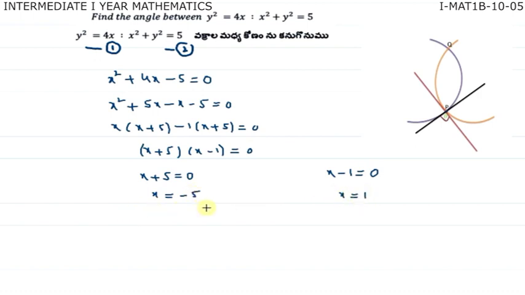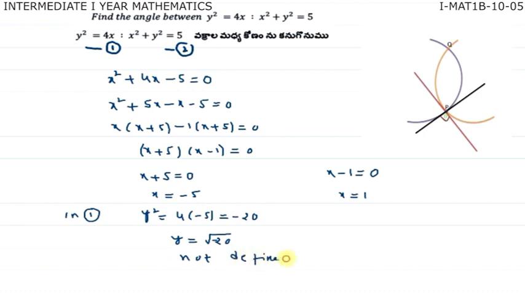So substitute x is equal to minus 5 in 1. Substitute x value in 1. From that I will get y square is equal to 4 into minus 5. This is minus 20. y is equal to root of minus 20. This is not defined. Not defined in the sense we are not getting real values here. So when x is equal to 1, again using 1, y square is equal to 4 into 1. y is equal to plus or minus 2. Here I am getting 2 points. First point is 1 comma 2 and second point is 1 comma minus 2.